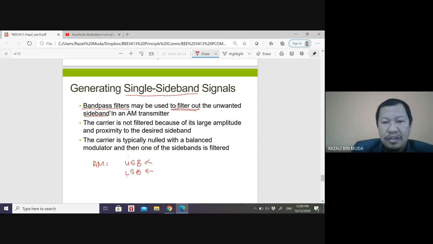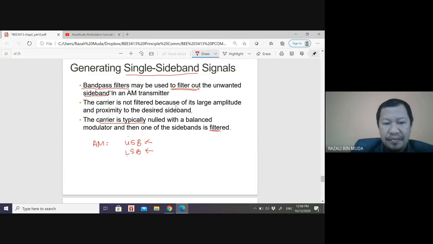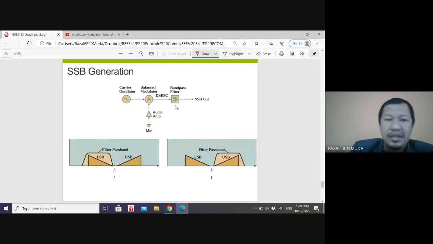The carrier is not filtered because of its large amplitude and proximity to the desired sideband. The carrier is typically nulled with a balanced modulator, and then one of the sidebands is filtered. So you can remove the carrier as well using a balanced modulator, and then remove one of the sidebands using a band pass filter.